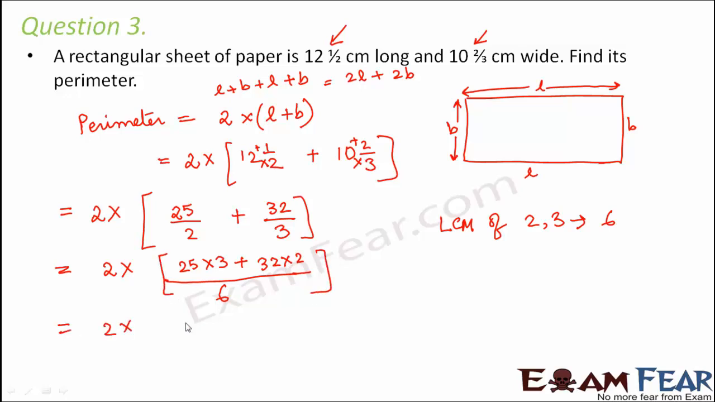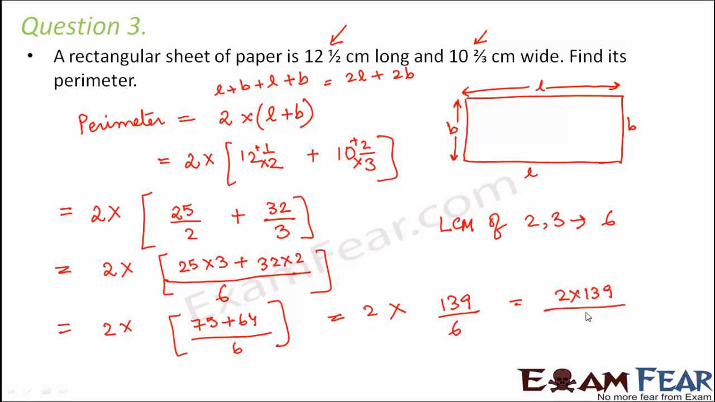So this is equal to 2 into 25 into 3 is 75, 32 into 2 is 64, this divided by 6. So this is equal to 2 into 75 plus 64 is equal to 139 divided by 6, right? So this becomes equal to 2 into 139 divided by 6. Now we know that 2 into 3 is equal to 6. Therefore, this is 139 divided by 3. So this much centimeters would be the answer.